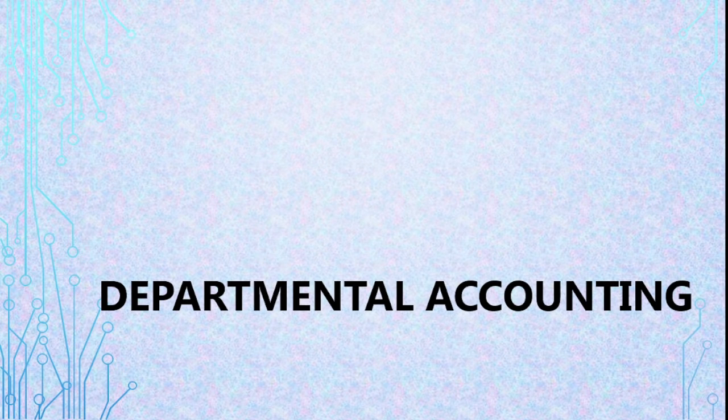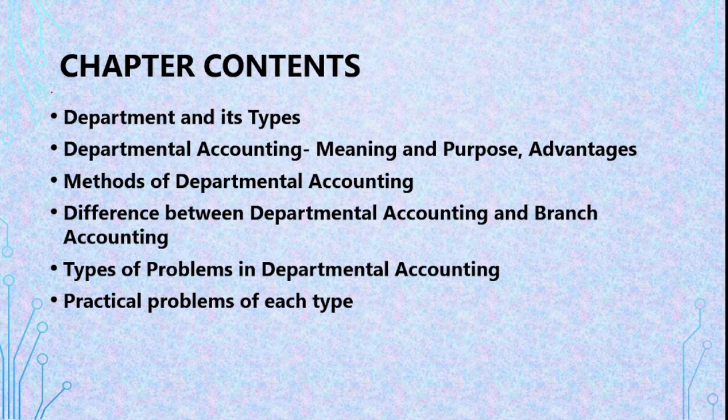Today we will be starting with the chapter of Departmental Accounting. In this chapter we will be studying the meaning of department and its types, what is departmental accounting and what are the purposes and advantages offered by this, what are the methods of departmental accounting, difference in departmental and branch accounting, and then the numerical part, that is types of problems in departmental accounting, and then we will be solving practical problems of each type.